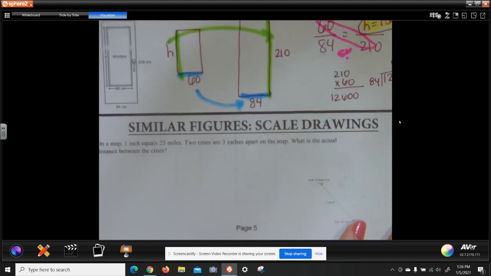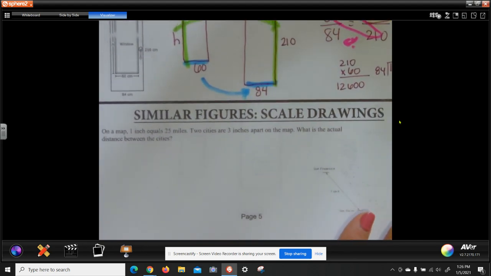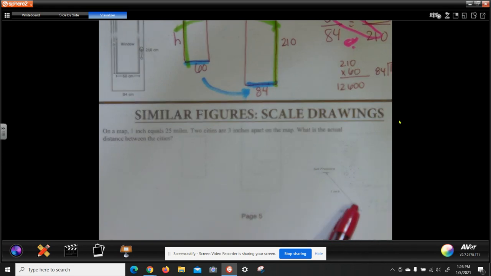Now, the last thing is a scale drawing, which is just a similar figure applied more like in real life, okay? And we see, like in a map, when you see the distance from one city to another, it looks really close on the map. It's the same shape, but it's a different size, okay? Why? Because the distance looks smaller on the picture, and in real life, it's bigger.